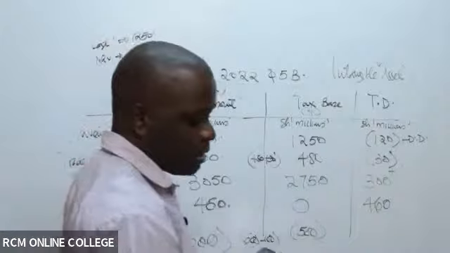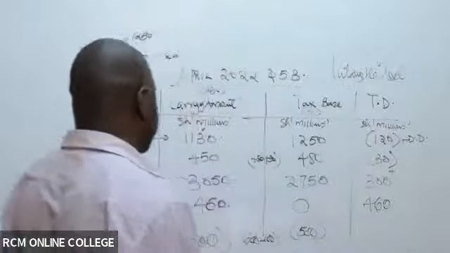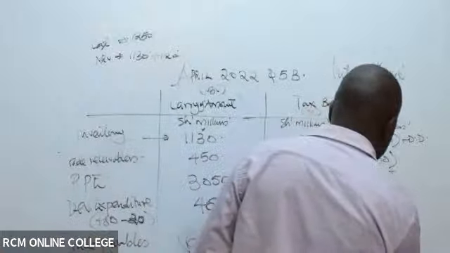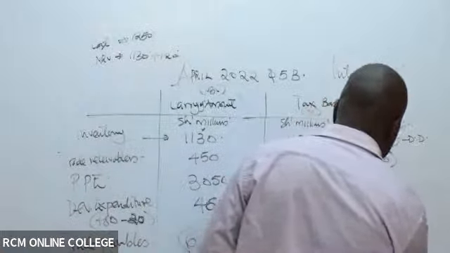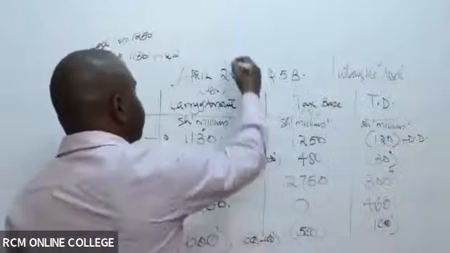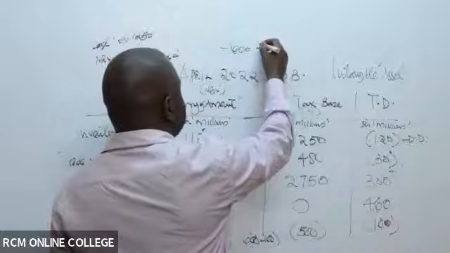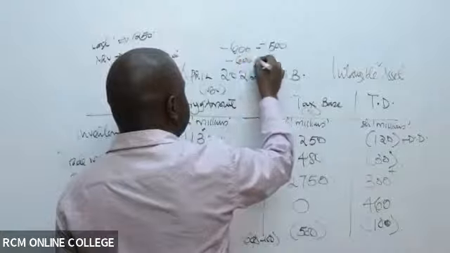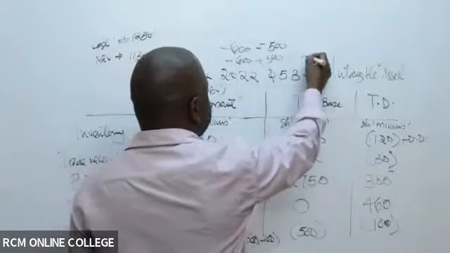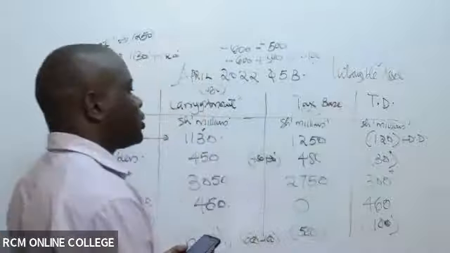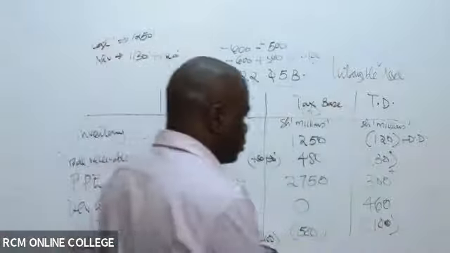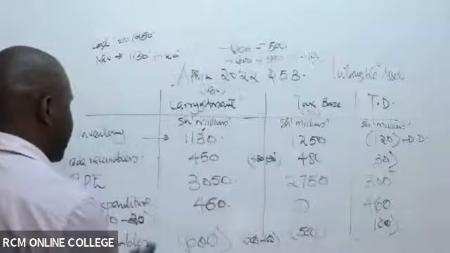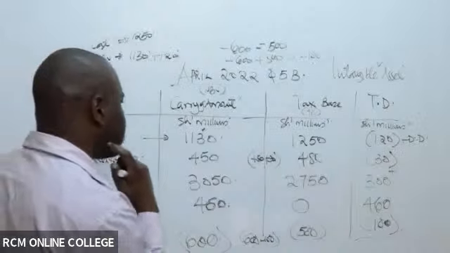So when you get the difference between the two, minus 600 plus 500, it becomes negative 100. That is the temporary difference regarding the trade payables.